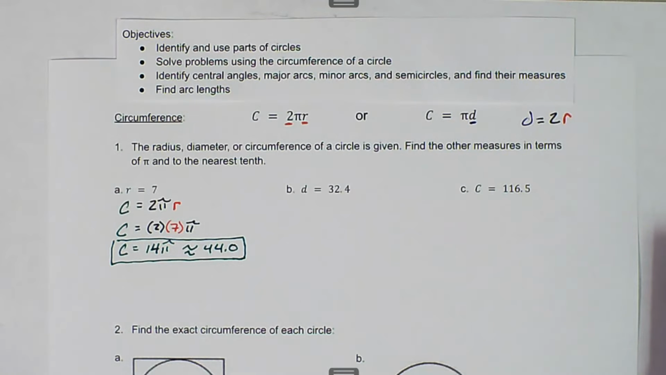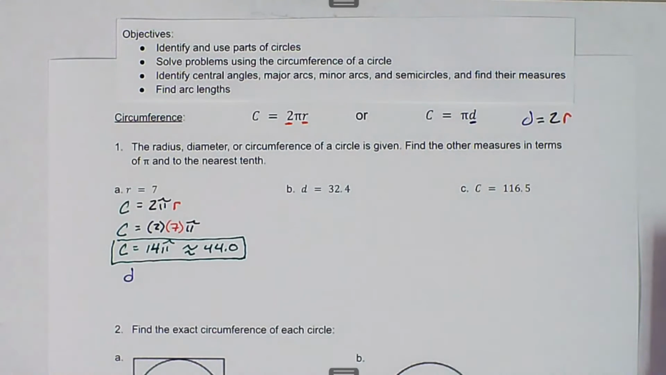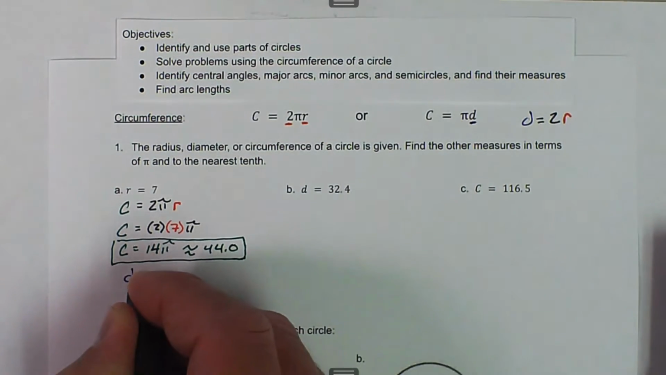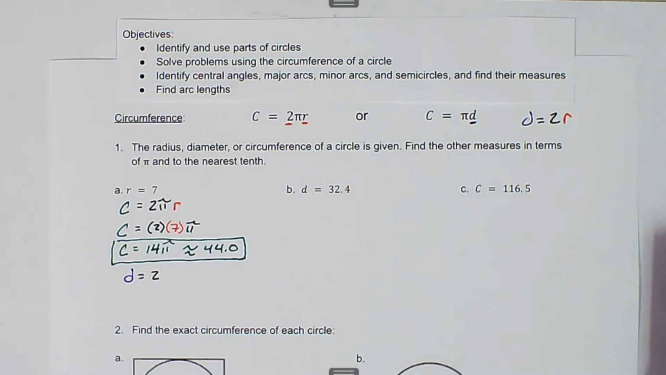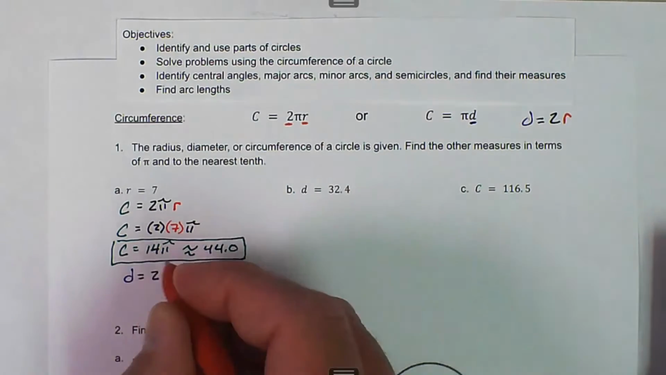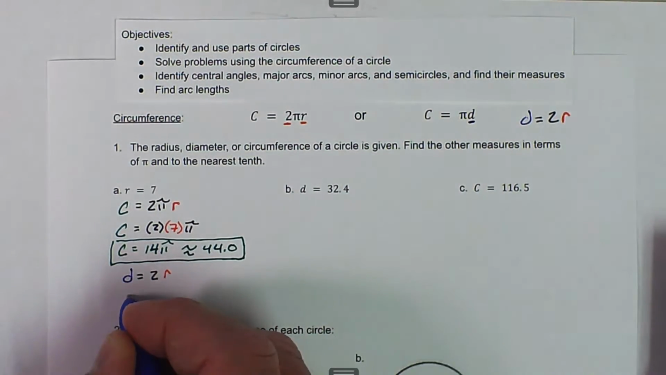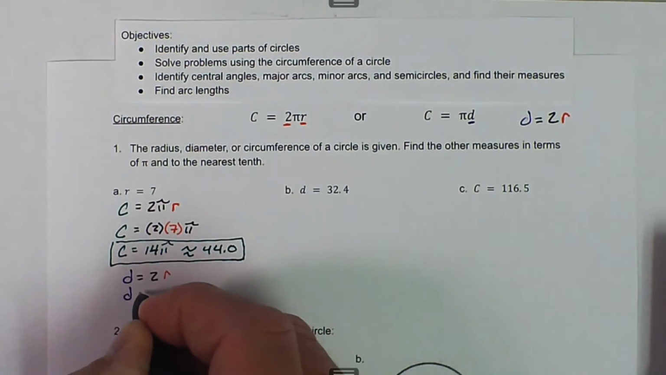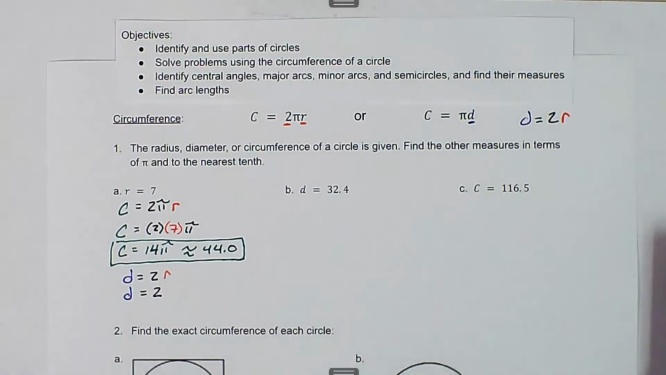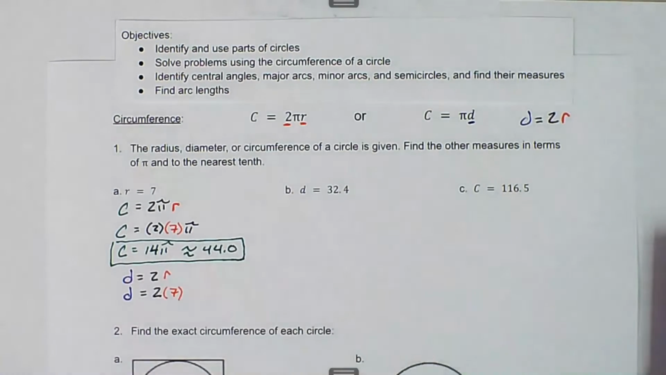The other relationship we want to calculate is diameter. In this case, we know that diameter is equal to 2 times the radius. So in this case, diameter is equal to 2 times 7. So diameter is equal to 14.